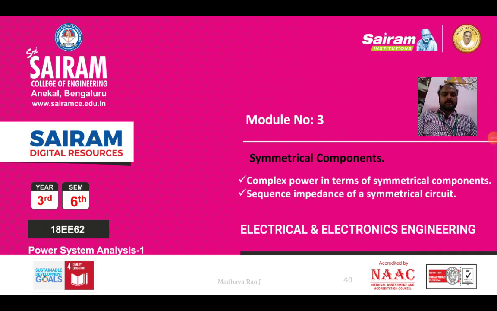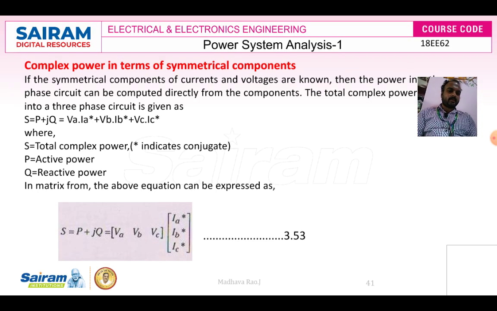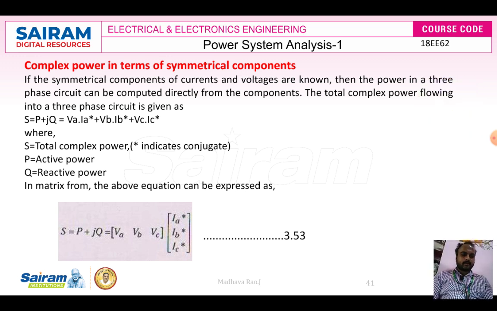Dear students, in this video, you will learn about complex power in terms of symmetrical components, and sequence impedance of a symmetrical circuit. Generally we know power is classified into three types: apparent power, active power, and reactive power. Apparent power we denote with S, active power with P, and reactive power with Q.